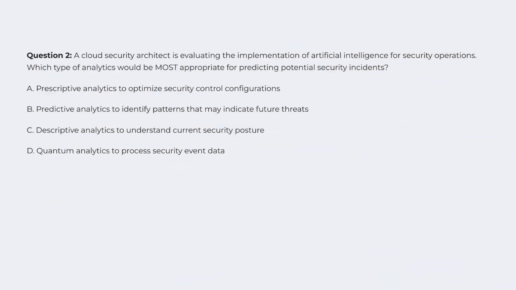Question 2. A cloud security architect is evaluating the implementation of artificial intelligence for security operations. Which type of analytics would be most appropriate for predicting potential security incidents? A. Prescriptive analytics to optimize security control configurations. B. Predictive analytics to identify patterns that may indicate future threats. C. Descriptive analytics to understand current security posture. D. Quantum analytics to process security event data.